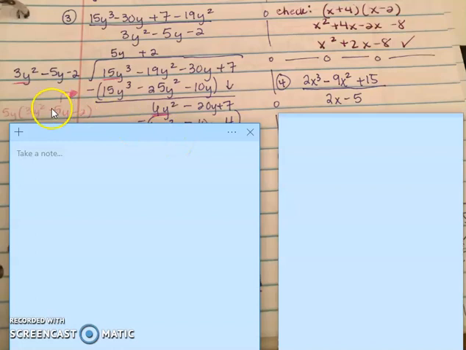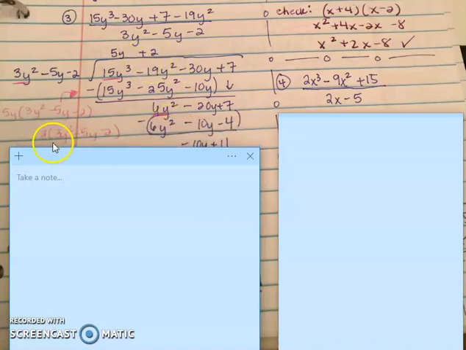You'll start all over again. What do you multiply 3y squared by to get 6y squared? Well, that's a positive 2, so it goes above there. And then you'll multiply them together. 2 times the 3y squared minus 5y minus 2 gets you this line, and now you'll subtract piece by piece.